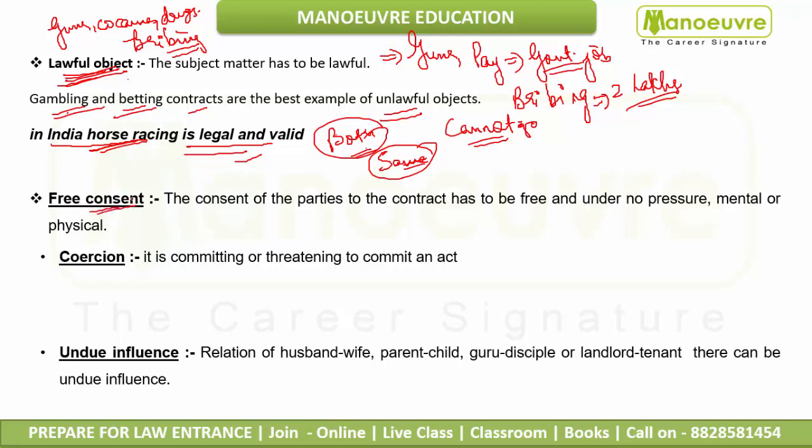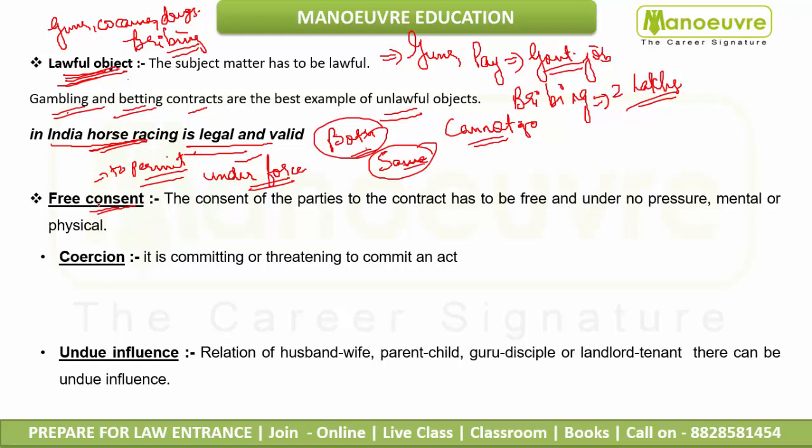Next is free consent. What does the word consent mean? Consent means to permit, है ना? To permit. Okay. So the consent has to be free. It cannot be under any force. Correct. It cannot be under any force, whether physical or mental. कोई pressure नहीं होना चाहिए आप पे जब आप कोई भी document sign कर रहे हो.